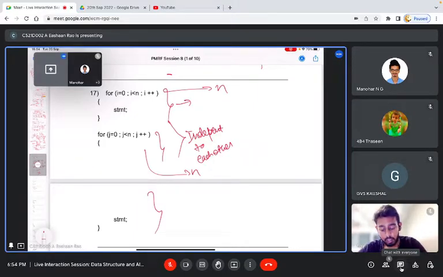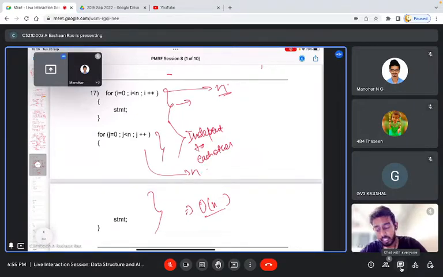So the order of this particular code snippet will be whichever is the greatest of these two orders. Suppose the ith loop is running for n and the jth loop is running for n square, then we will say the time complexity of this code snippet is order of n square. In this case, since both loops are the same, we will go with n.